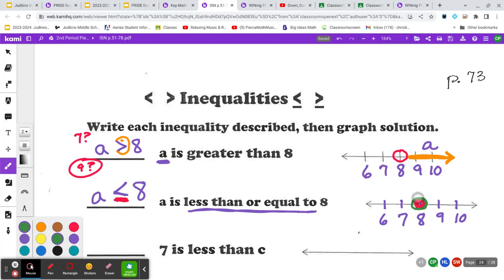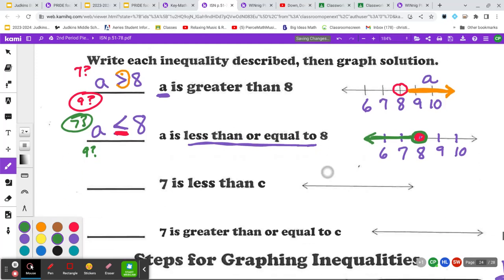Now you can test either side. A is less than or equal to 8. So which numbers on here are going to be less than 8? 8, 7, and 6. Great, shade that side. So if you're not sure, you can always take a test number from either side, 7 or 9. In this case, the 7 side is the answer, so we shaded that side.